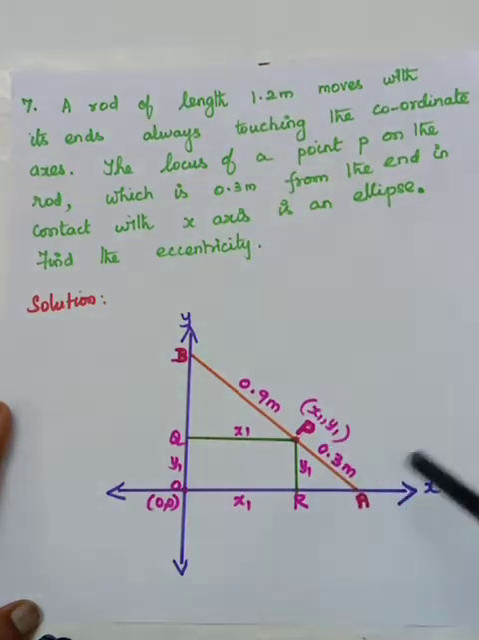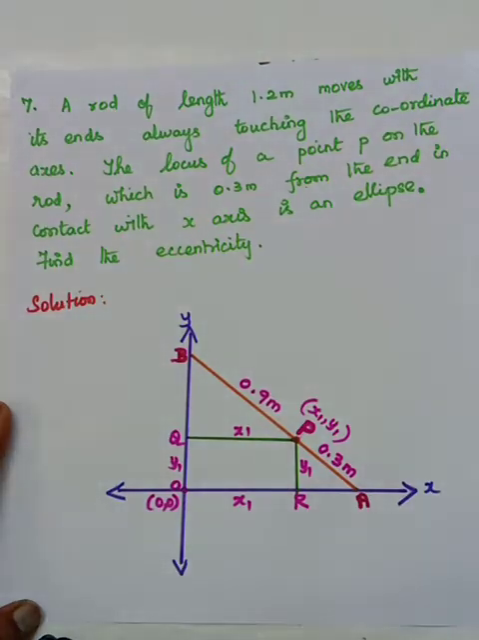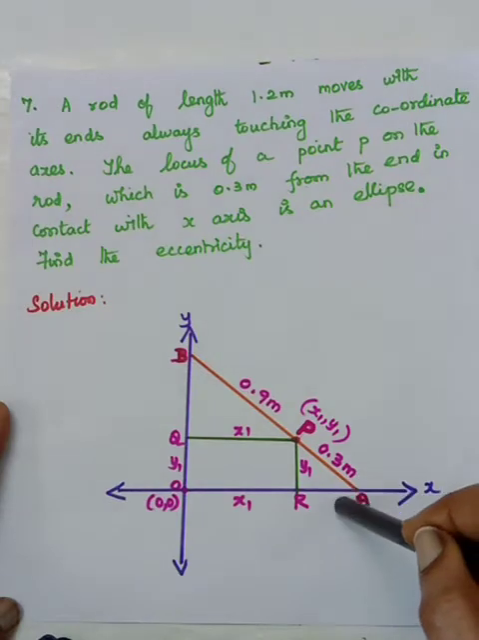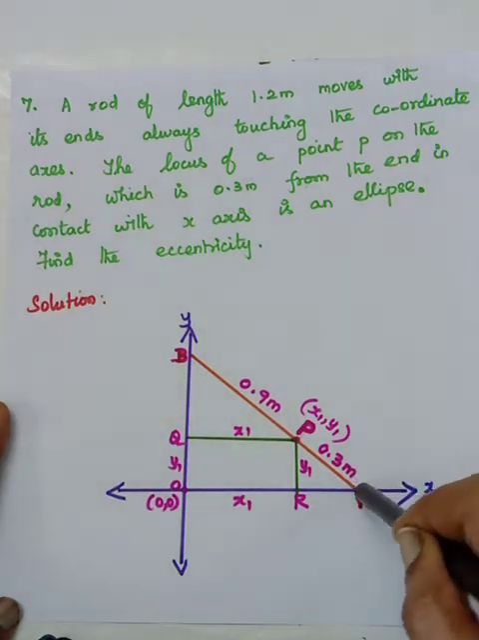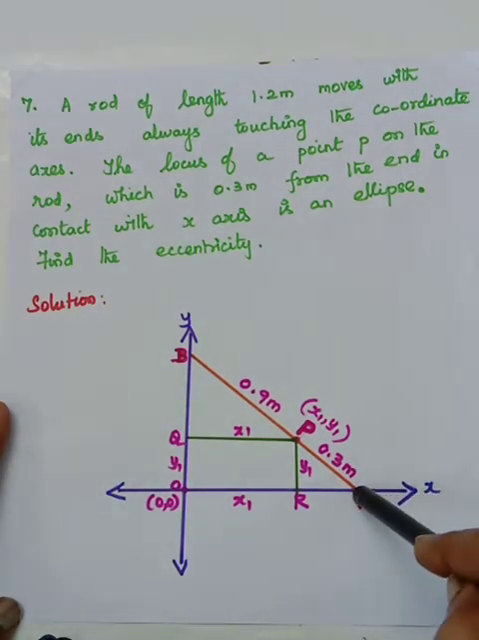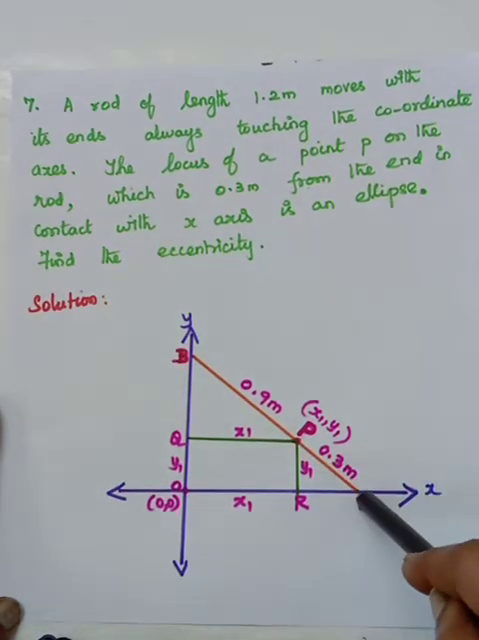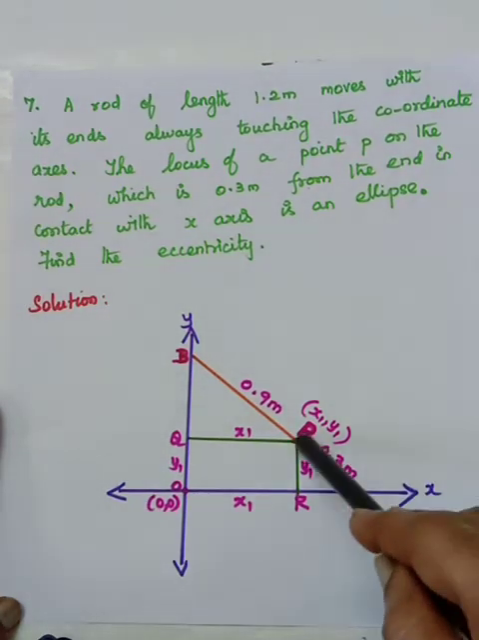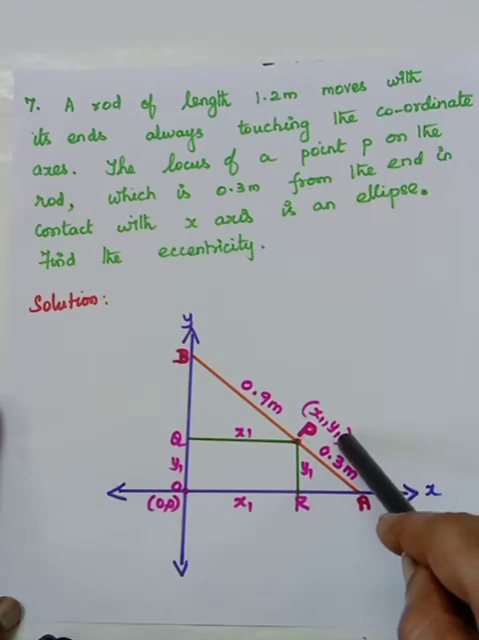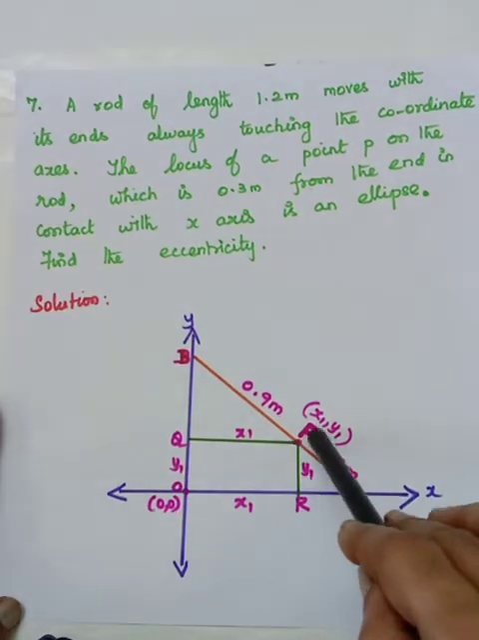We have to take the end in contact with the x-axis. This is the x-axis, and this end A is in contact with the x-axis. From this end A, we have to find a point P on the rod whose distance is 0.3 meter. So the PA distance is 0.3 meter. If so, we have to find the path of this moving point P.